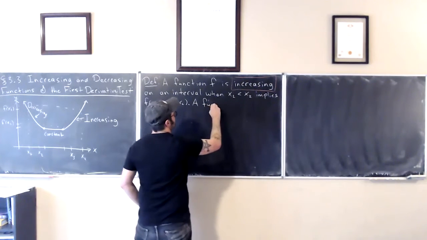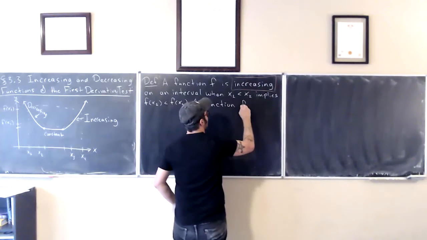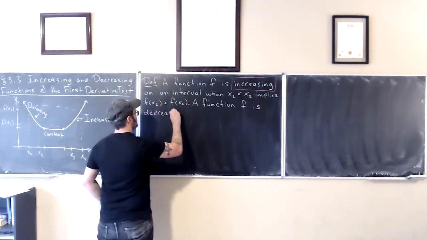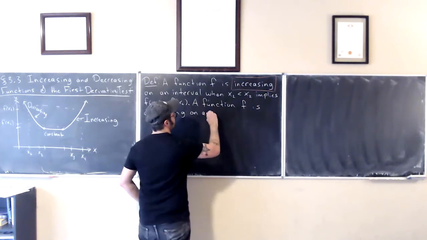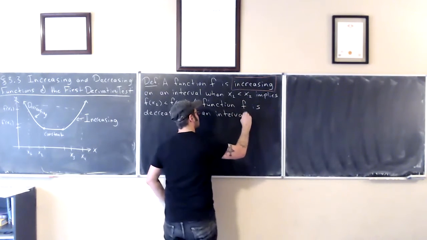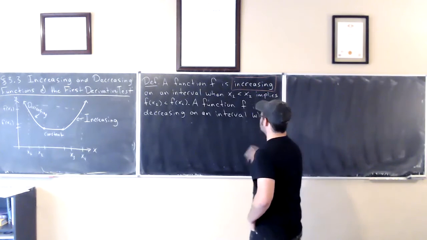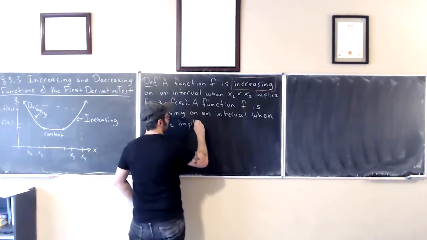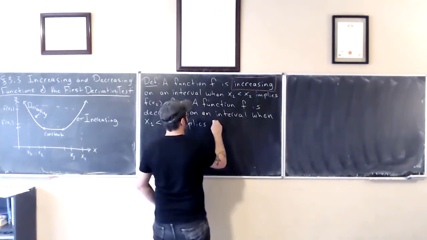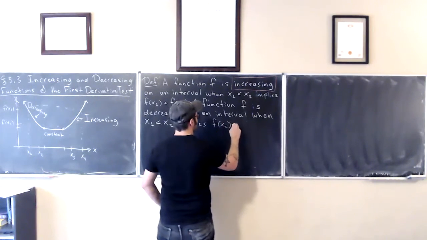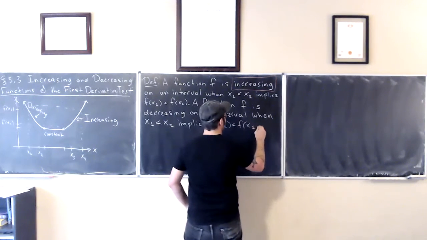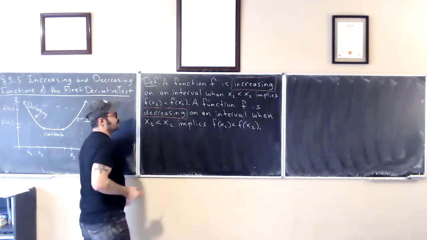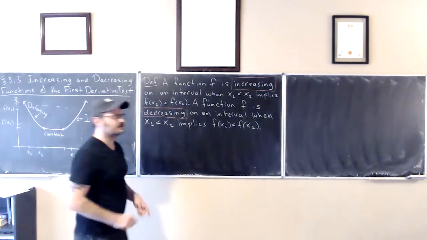And then also, a function f is decreasing on an interval when x1 less than x2 implies f of x2 is less than f of x1. Now, there's actually a typo in your textbook that I found where the definition, they don't change it for some reason. It's just a typo, but this is the actual definition.